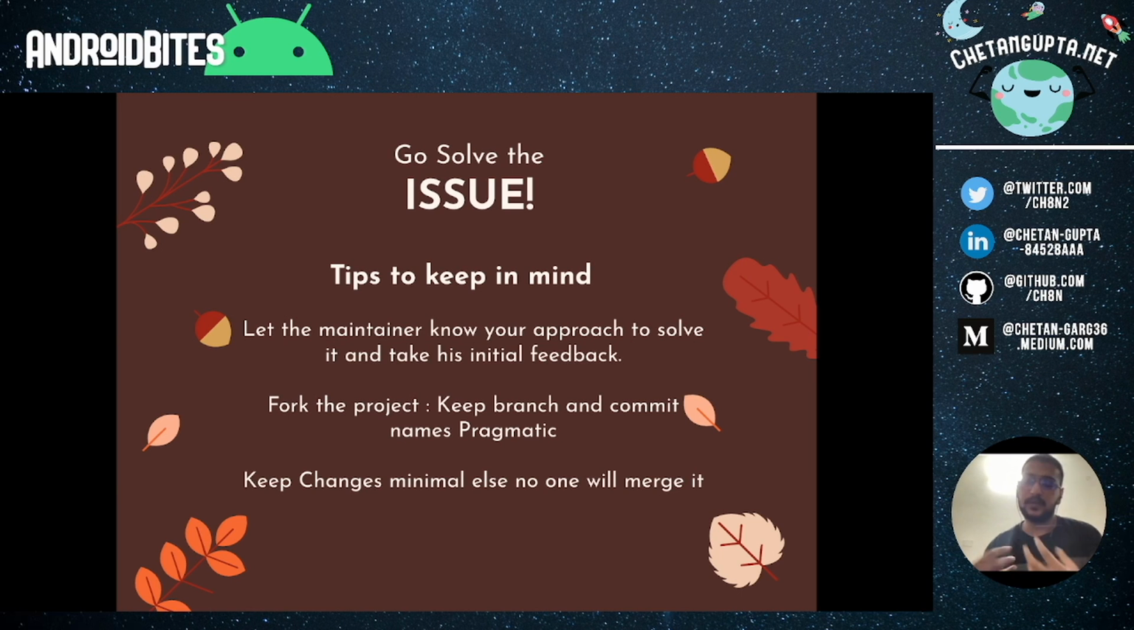Today we are not going to cover the steps that you can actually take to solve it, because it varies from person to person, right? The way you explore the code, the way you debug an issue, or the different mechanisms you are going to use to solve the problem. But these are the tips that you need to keep in mind while solving the issue. First is that always let the maintainer know how you're going to solve this issue, right? So he can give you initial feedback.